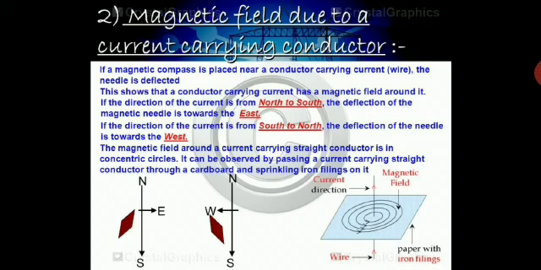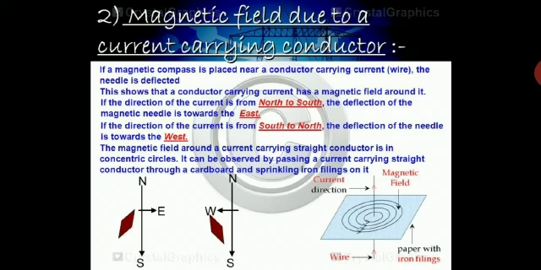The magnetic field around a current carrying straight conductor is in concentric circles. You see the diagram on the right hand side. You see a conductor, that is a wire carrying current. Now you can see concentric circles there. This is the magnetic field. And how do you come to know the magnetic field? You keep some iron filings on the paper.